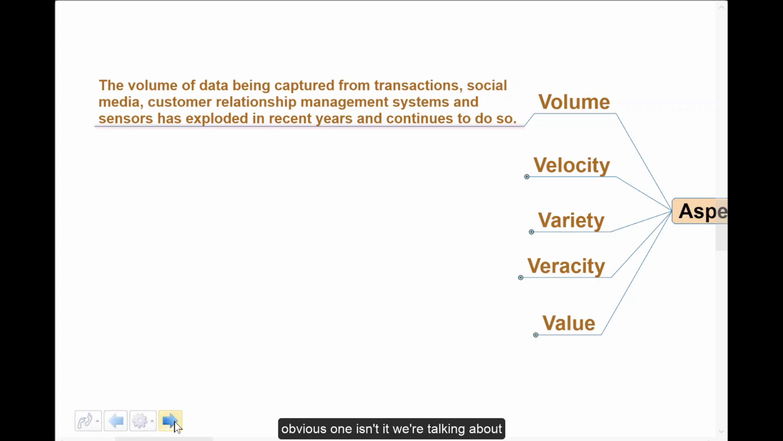Now, volume is an obvious one, isn't it? We're talking about the amount of information being captured these days, and indeed in recent years, through a variety of different means: social media, customer relationship management systems, sensors, etc. Think about a supermarket as an example. How many different forms of data does a supermarket capture? A multitude. So it needs to find ways, and many larger supermarkets do find ways, to extract value from that volume.